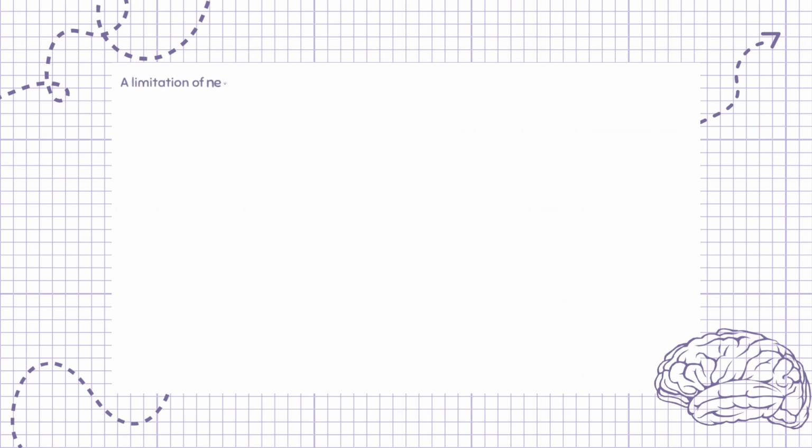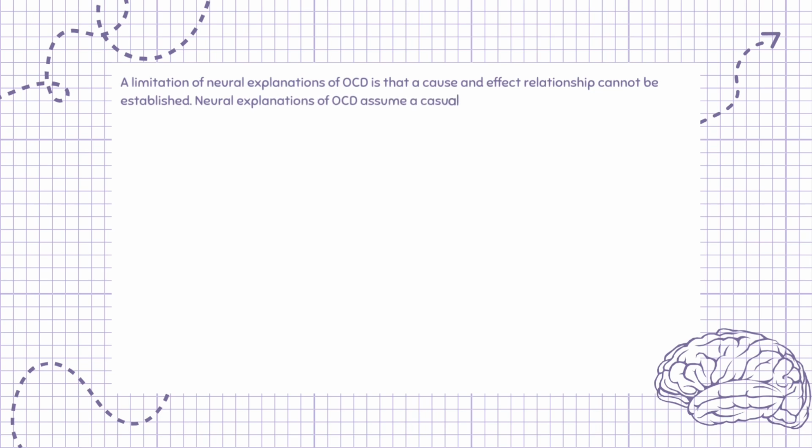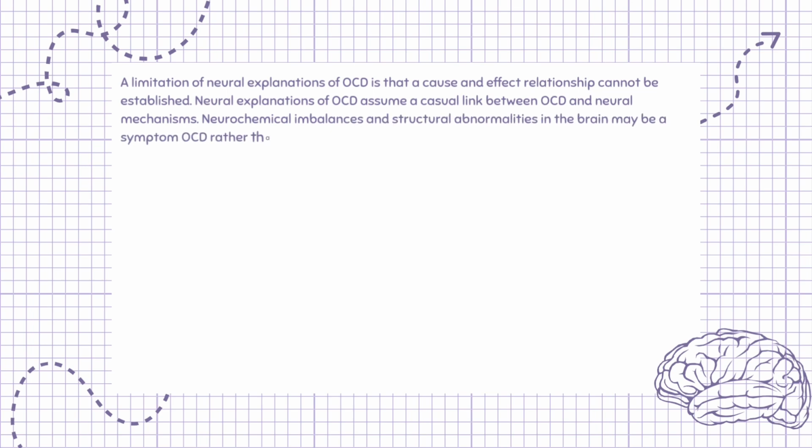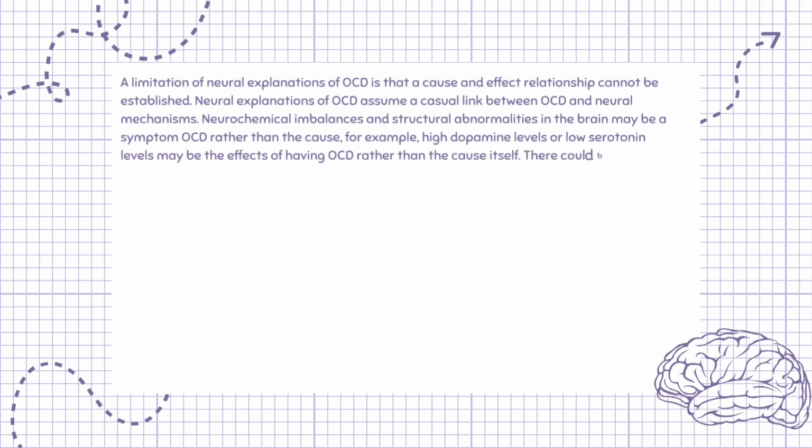A limitation of neural explanations of OCD is that a cause and effect relationship cannot be established. Neural explanations of OCD assume a causal link between OCD and neural mechanisms. Neurochemical imbalances and structural abnormalities in the brain may be a symptom of OCD rather than the cause. For example, high dopamine levels or low serotonin levels may be the effects of having OCD rather than the cause itself. There could be unknown variables that are not accounted for that cause the disorder.